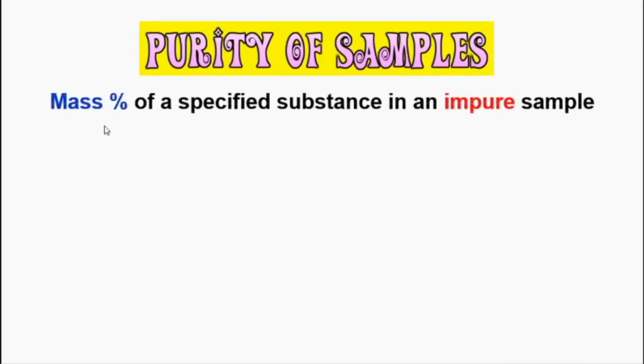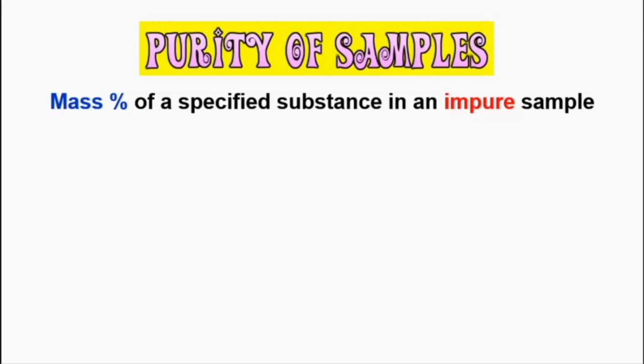So what is purity of samples? Purity of samples is defined as the percentage by mass, or the mass percentage, or also we can use the mass composition, of a specified substance in an impure sample. I'll give you one example. Let's say we have a sample of sodium hydroxide. Normally, the sample that we are using, in some cases, is not really 100% pure. It might contain impurities, and that's why we need to determine what is the percentage of the pure substance in the sample.